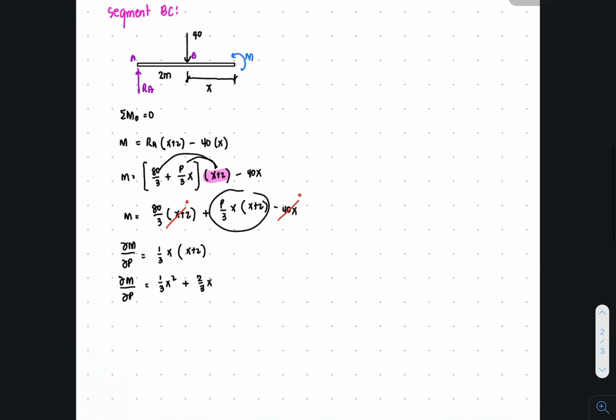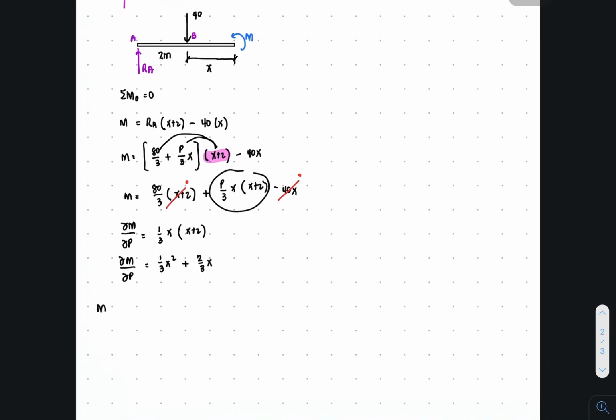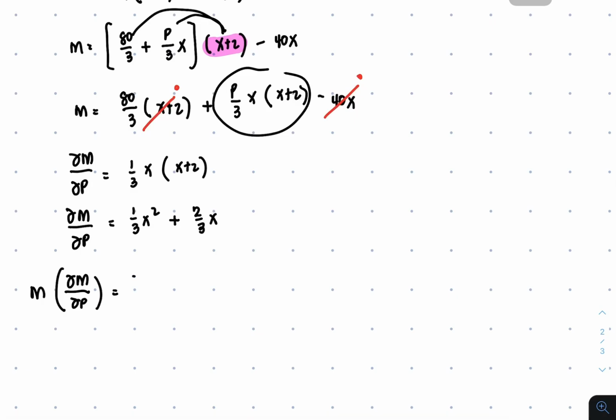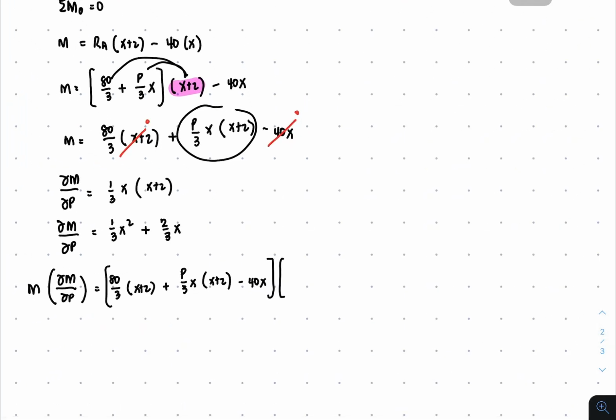And in this case, let's get its product. The M times the partial derivative of this segment, which is 80 over 3 x plus 2, and then plus P over 3x times x plus 2, minus 40x, to be multiplied by this one, 1/3 x squared plus 2 over 3x.